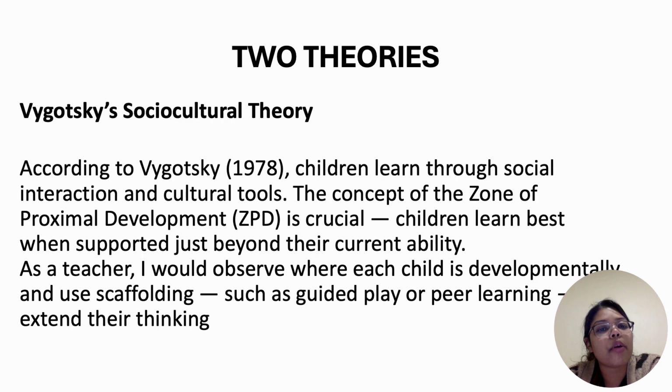Now I'm going to talk about the two theories. The first theory is Vygotsky's sociocultural theory. According to Vygotsky, children learn through social interaction and cultural tools. The concept of the zone of proximal development is crucial. Children learn best when supported just beyond their current ability. As a teacher, I would observe where each child is developmentally and use scaffolding such as guided play or peer learning to extend their thinking.